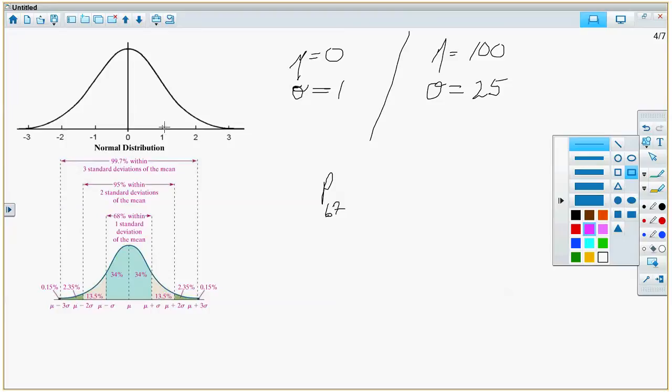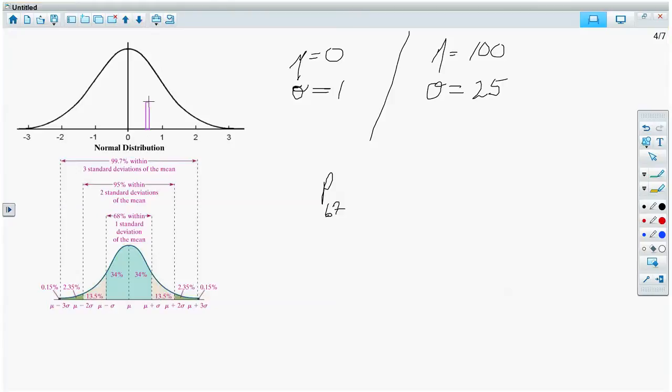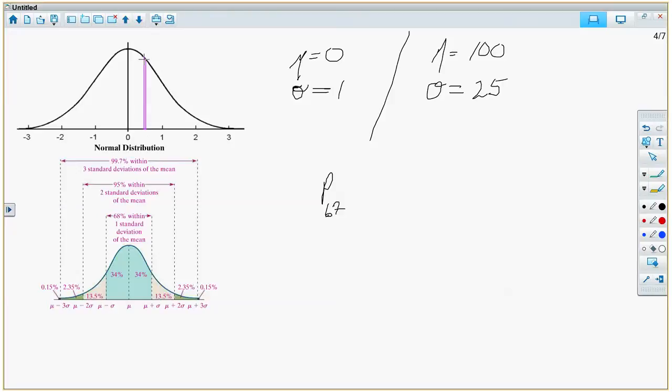Then what's half? Well, half of 34 is what? 17%, Hubert. Yeah, that's right. And 17 plus 50 is what? Then you know, I'm just going to put a little rectangle there because I forgot to change it. You know that 67% is about right there.